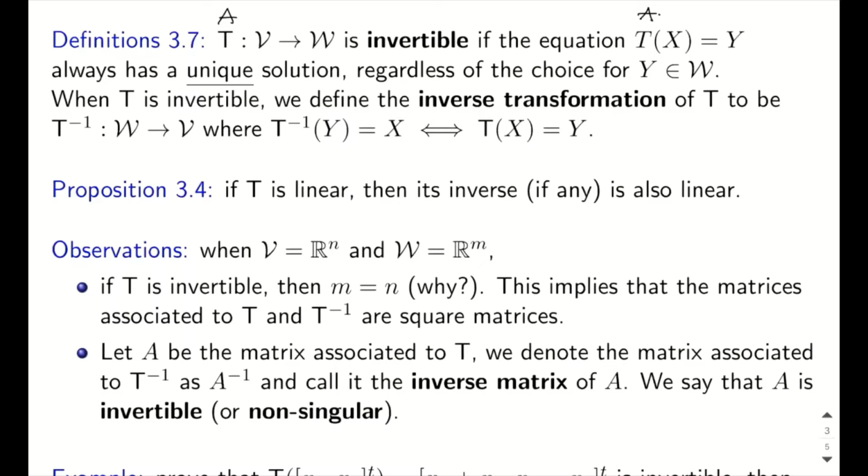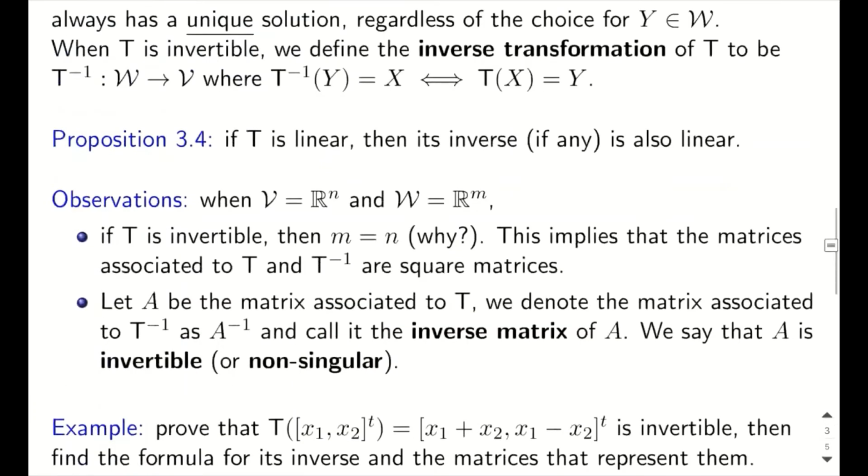Tx is the same as A times x, so Tx equals y is A times x equals y. The transformation is invertible if the equation Tx equals y has a unique solution. So translated to the matrix point of view, A is invertible if the equation Ax equals y has a unique solution for any y. But if you turn back several pages in the book, this is exactly the same way we defined a non-singular matrix. So the word invertible means the same as the word non-singular.